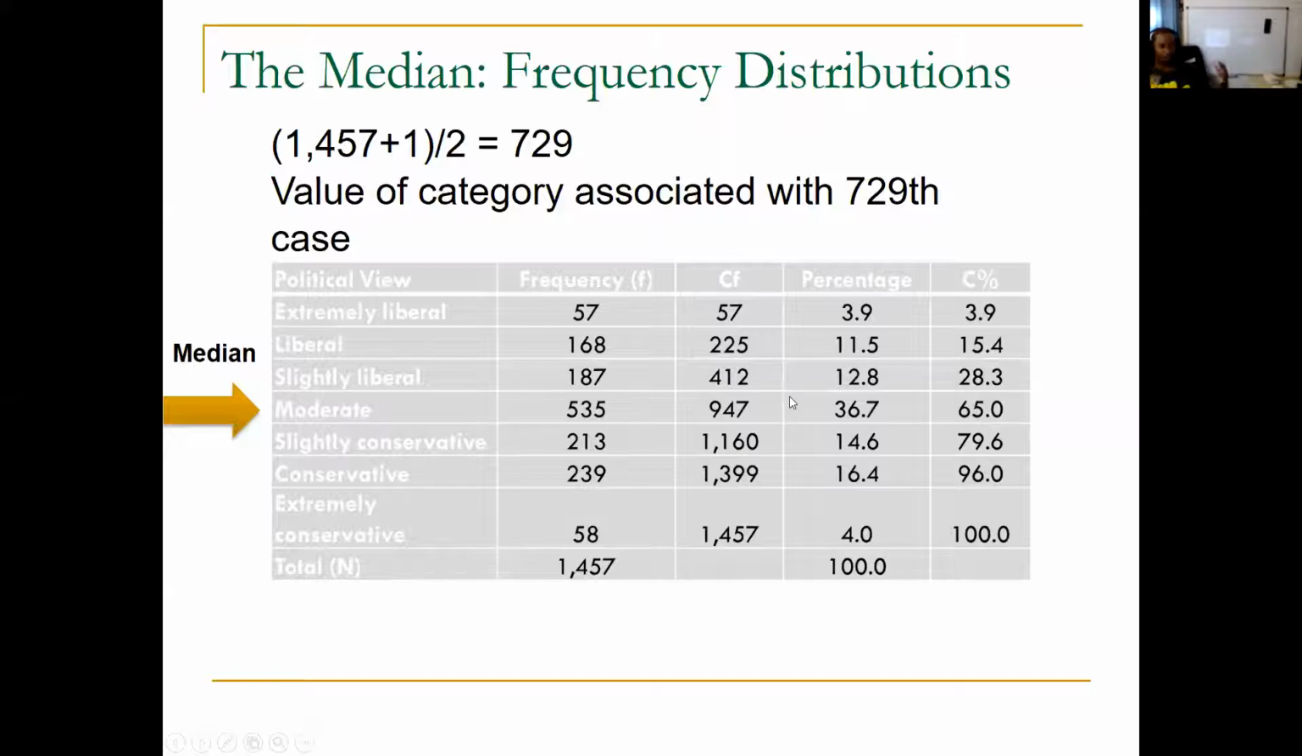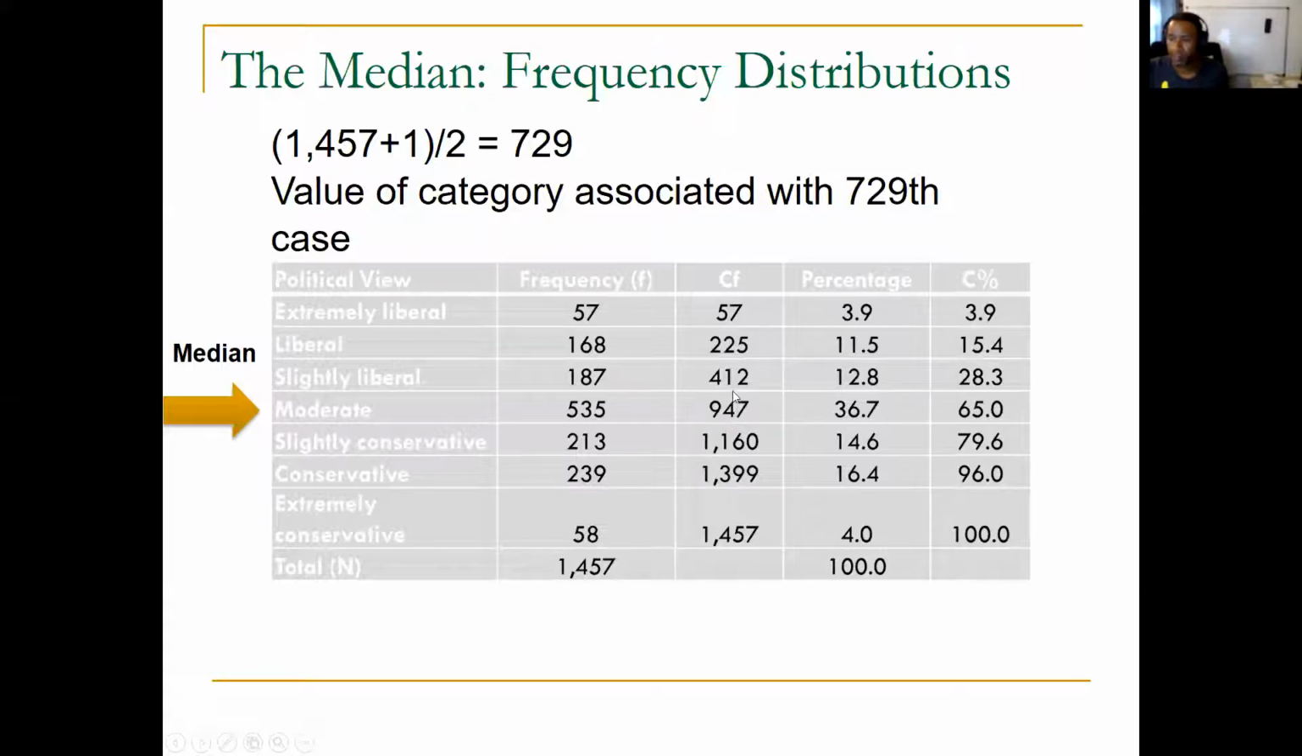The right way to think about it, though, is to take the cumulative frequency and think about it this way: if you have nobody in the distribution before extremely liberal, you think about this line as being 0. Then when we add extremely liberal frequency, we have 57, so then this line is 57. We add the liberals, and that gives us 225. We have people who are slightly liberal, that gives us 412. So this line represents 412. And then here, when we add 535, that gives us 947.